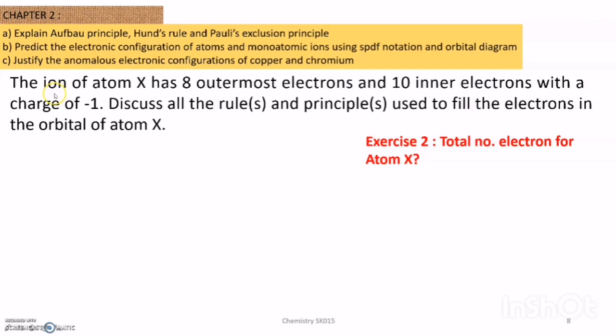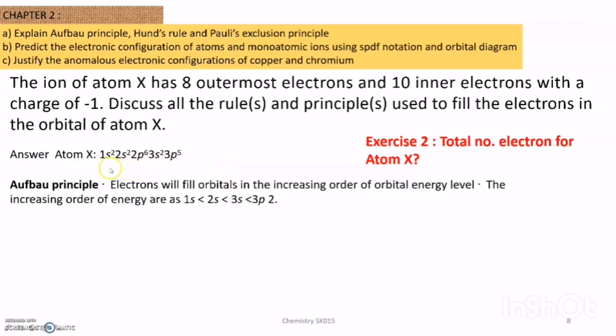Atom X. We have an ion of atom X that has 8 outermost electrons and 10 inner electrons, which has charge -1. Discuss all the rules and principles used to fill the electrons in the orbitals of X. First, what is the total number of electrons of atom X? X has 10 inner plus 8, so 18. This ion is reduced by 1 because of -1, so the total number of electrons should be 17.